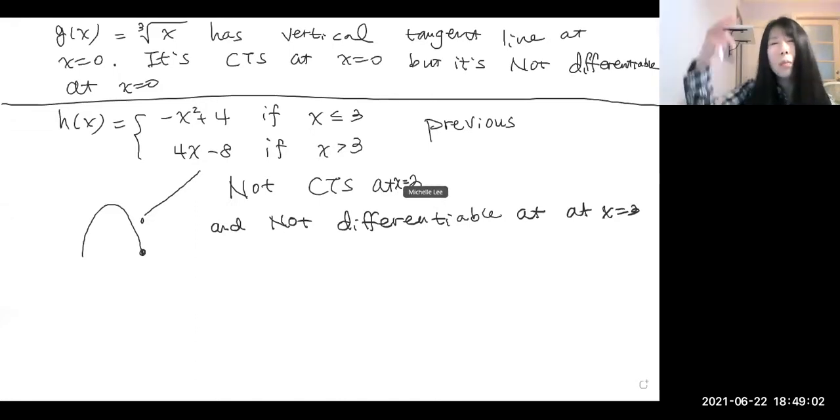So basically, a couple of problems from the previous one: this is continuous but still not differentiable, right? But this is not continuous and not differentiable. Okay.